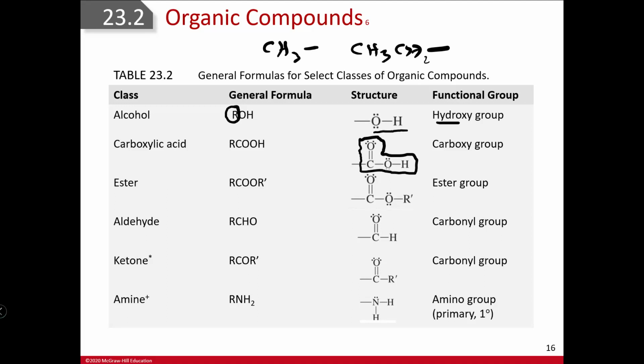Then we have an ester, and what I like to do here is note that an ester and a carboxylic acid are very closely related. All we're doing is knocking off this hydrogen and putting on another alkyl group. So it looks like a carboxylic acid, but we don't have the hydrogen anymore. We have another alkyl group.